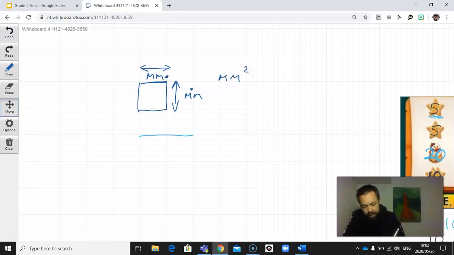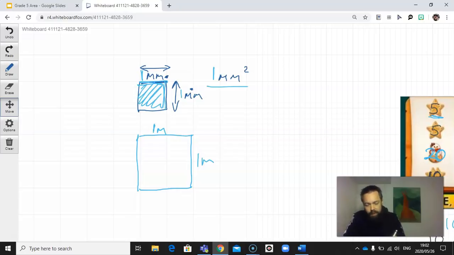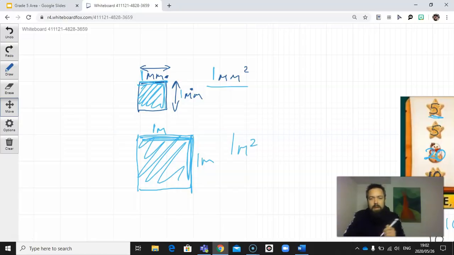So a square meter, obviously I'm not drawing these to scale, is 1 meter and 1 meter. This is a square millimeter. A square millimeter is when it's 1 millimeter this way and 1 millimeter this way. And then this area is 1 square millimeter, or 1 millimeter squared. 1 meter by 1 meter, 1 meter this way, 1 meter this way, is 1 meter squared. 1 square meter.